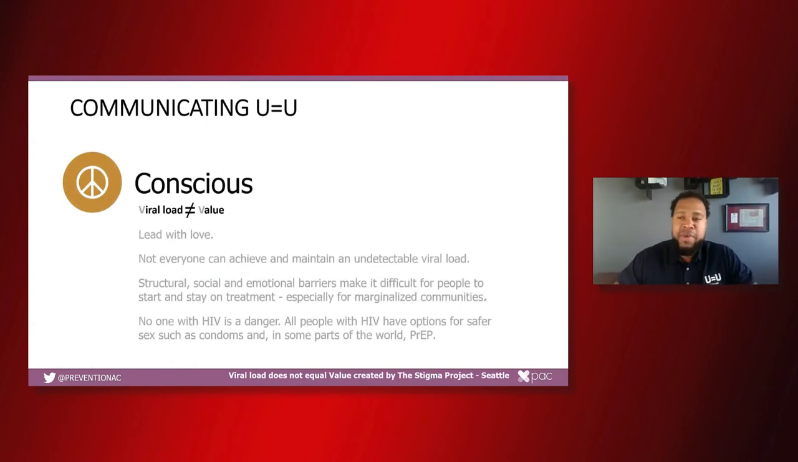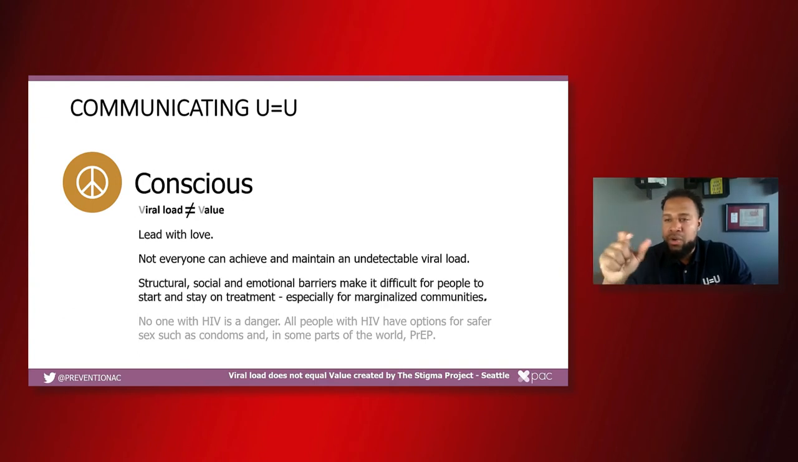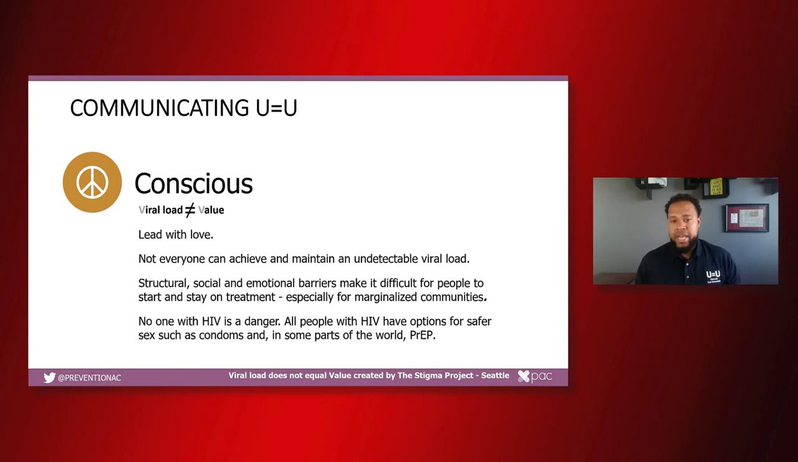Being conscious. So this is something else that we've adopted here at Prevention Access Campaign. It's V does not equal V. And we've been using this for years. It means viral load does not equal value. Now, I know some people might get a little confused. You talk about how much we push U equals U and being undetectable. But there's a conscious part in all of us here that we recognize that some of us have a level of privilege. We realize that not every person here or in the US will be able to reach undetectable status, some for biological reasons and some because of structural, social, emotional barriers and just the norms of oppression that have been put in place to stop people from getting on treatment as fast as they can. And it makes it harder for them to adhere to their medications. So that's why we recognize the fact, and it's important to let folks know, that their viral load does not equal their value. We care about everybody, and we try our best to continue leading with love. But it's also imperative to know that no one with HIV is a danger, and that all people with HIV have options for safer sex, such as condoms, and in some parts of the world, PrEP. Next slide, please.